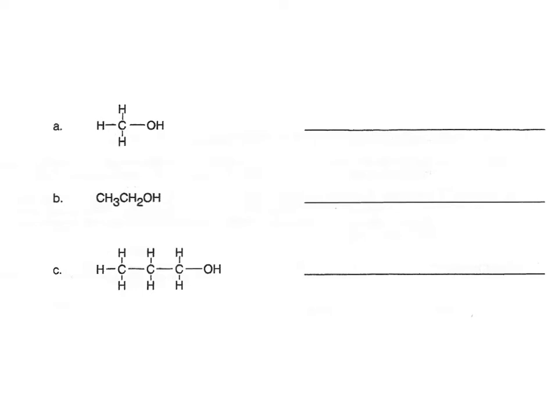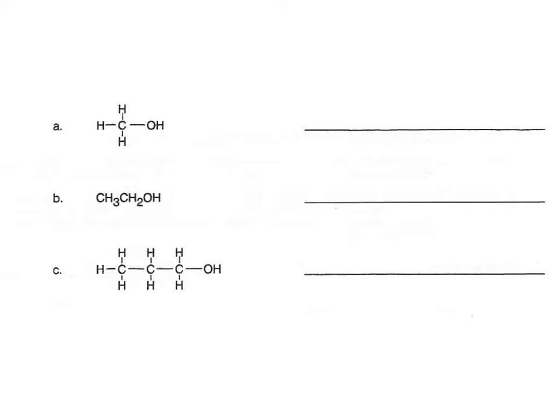Now let's look at compound B. For compound B, we find the hydroxyl group. The ending will be OL. We see that everything else is single bonded, so we're going to put an AN in front of the OL. Now we're going to count how many carbons are in the main chain. We just see 2 carbons. We say eth for 2 carbons, so this is ethanol.